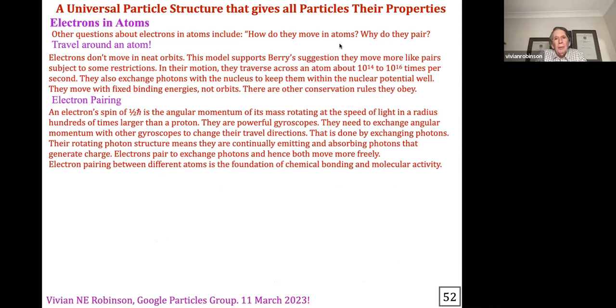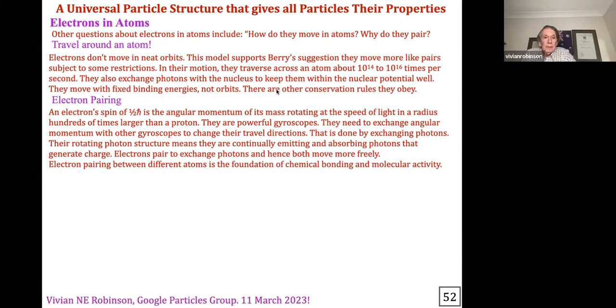So how do electrons move in atoms, and why do they pair? Well, they don't move, they certainly don't move in neat orbits. This model supports a suggestion made by Berry a couple of decades ago. They move more like pairs of electrons subject to some restriction. In their motion, they can traverse across an atom about 10 to the 14 to 10 to the 16 times per second. They exchange photons with the nucleus to keep within the nuclear potential well, and they move with fixed binding energies and not in fixed orbits.